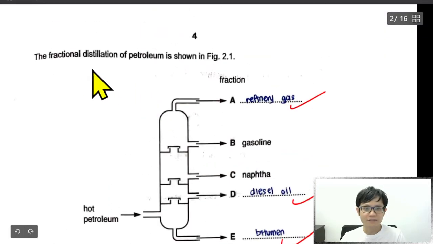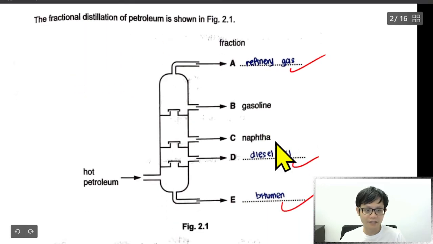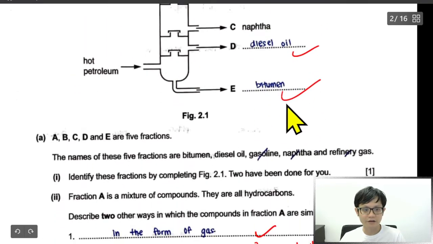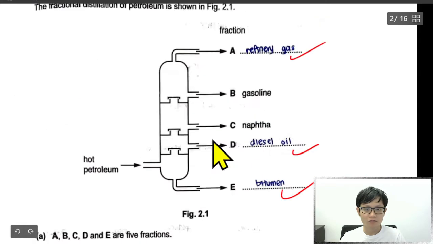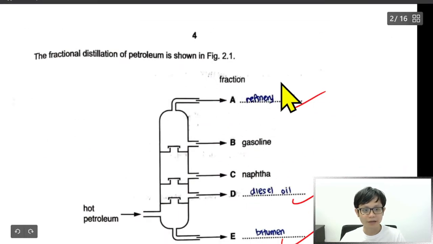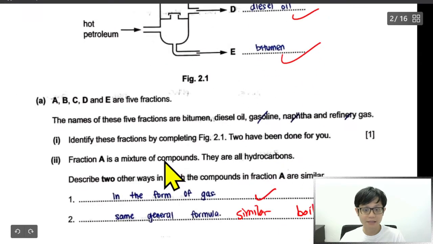So this is the fractional distillation of petroleum. You label them all correctly and you get 1 mark. I think if you get one wrong, then you won't get any mark. Fraction A is a mixture of compounds. So fraction A is at the top part here, refinery gas.